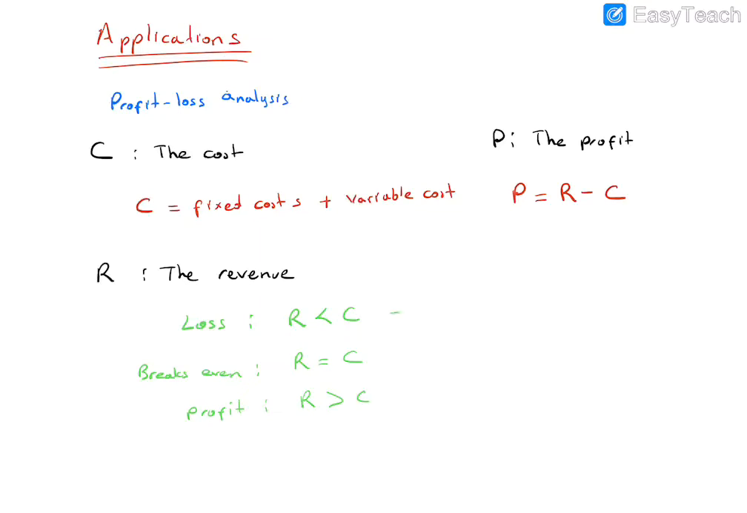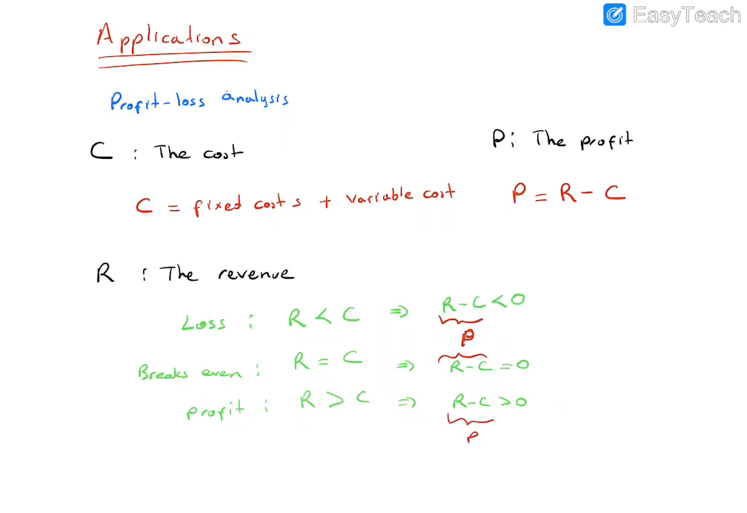So this implies revenue minus cost is less than zero, and revenue minus cost is profit. So profit is less than 0. If the profit is less than 0, there is a loss. The company breaks even if profit is 0, so revenue minus cost equals 0. And if revenue minus cost is bigger than 0, the profit is positive.